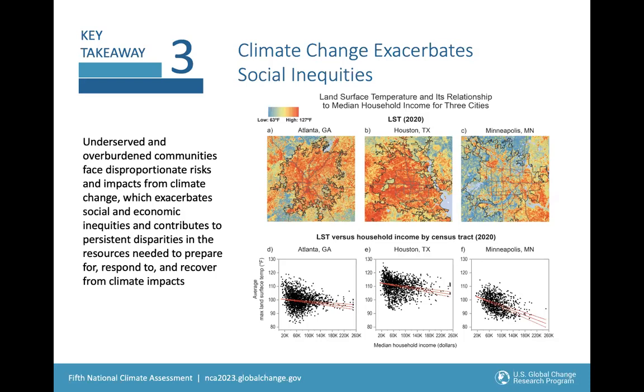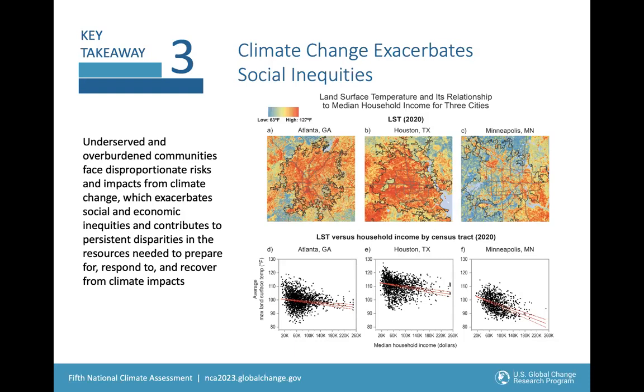As one example, this map you're seeing shows the relationship between land surface temperature and median household income in Atlanta, Houston, and Minneapolis, reflecting a trend that lower income urban neighborhoods tend to experience higher surface temperatures, leaving them more exposed to health risks from extreme heat.